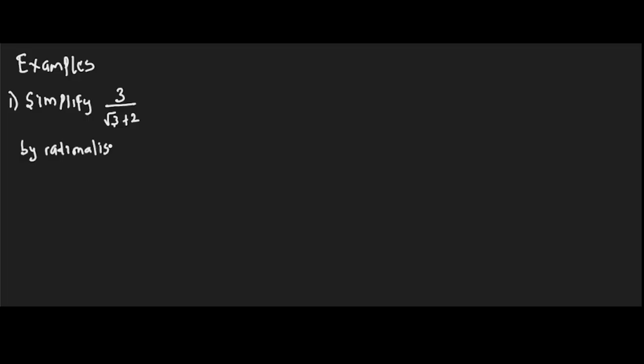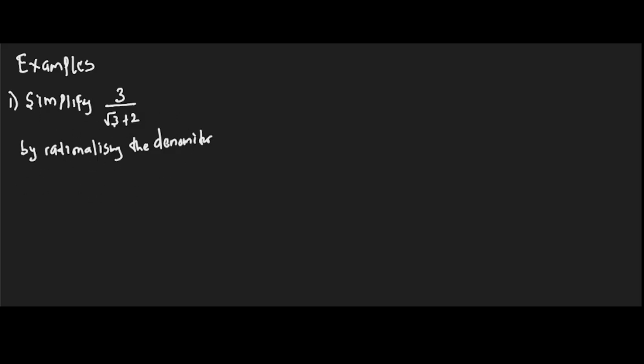Let's take some more examples applying the conjugate of a surd. Examples. Simplify 3 over root 3 plus 2 by rationalizing the denominator.